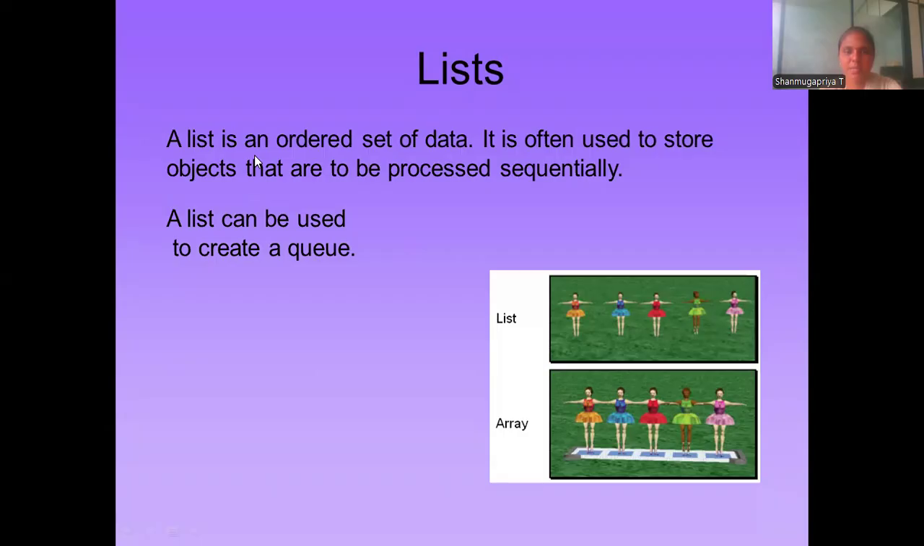See, a list is defined as an ordered set of data. It is often used to store objects that are to be processed sequentially. A list can be used to create a queue.